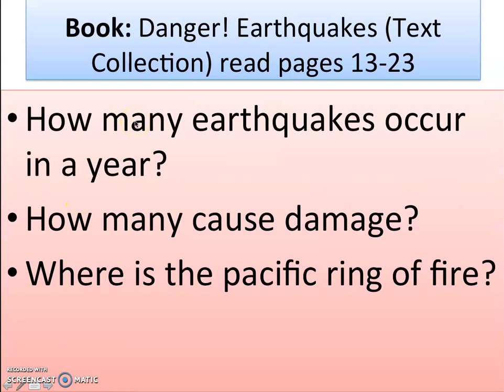So today we're going to focus on pages 13 to 23 in Danger Earthquakes. If you haven't had a chance to reread those pages, I want you to press pause and I want you to go back and read those pages. So the first question, how many earthquakes occur in a year? Second question, how many cause damage? And the last question, where is the Pacific Ring of Fire? And remember, these answers should be coming directly from the text.